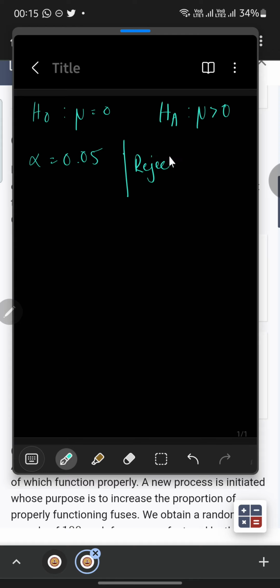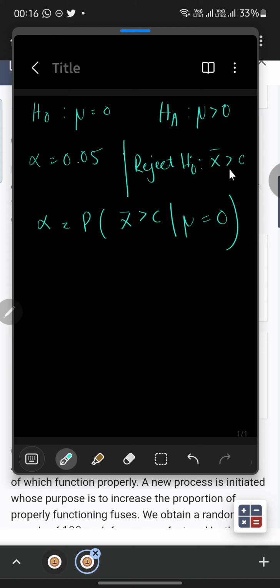The test is also reject. Let me just see the question again. Reject H naught for expected value greater than c, right? So here comes our answer. Alpha equals the probability of the mean of x greater than c, given reject with mu equals 0, right? This is basically what we just wrote, the conditional probability for this test.